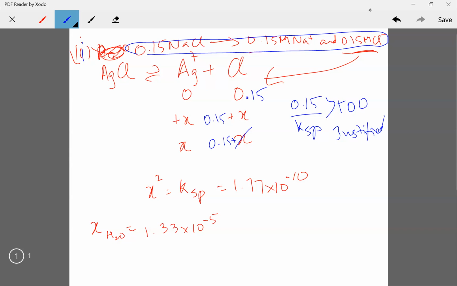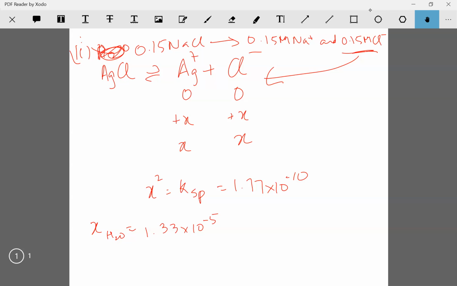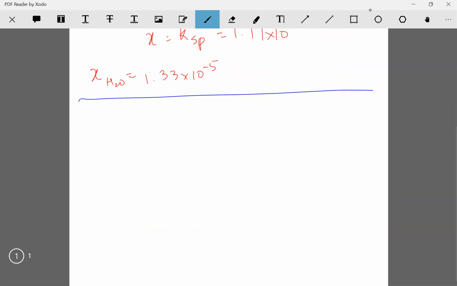So our new expression will be x times 0.15 equals 1.77 times 10 to the power negative 10, which means our x in NaCl is going to be equal to 1.77 times 10 to the power negative 10 divided by 0.15, which is 1.18 times 10 to the power of negative 9. As you can see, solubility decreases when there's a common ion present, right? Hopefully that was okay. You can just rewind, I guess. Okay, so that was that question.